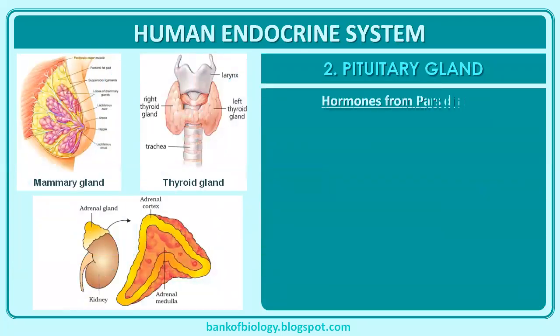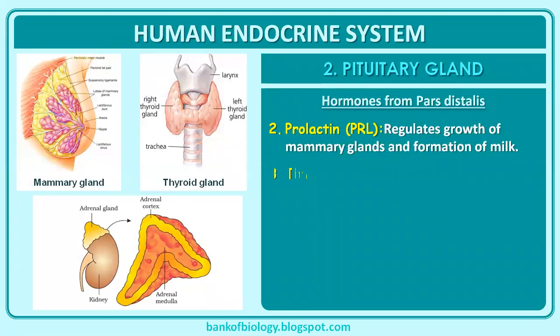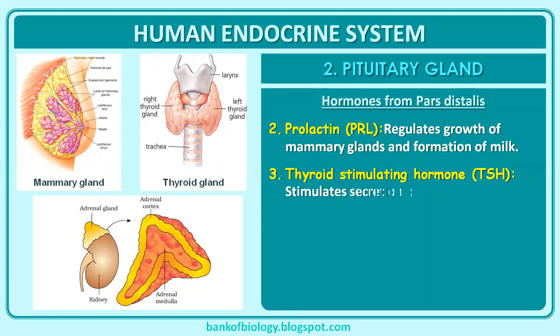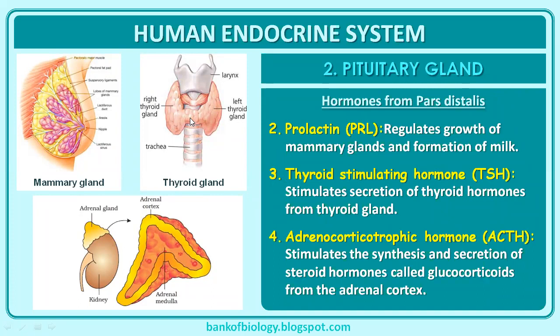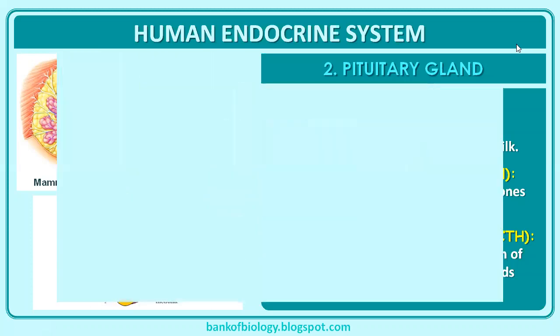Now the hormones of the pars distalis. Prolactin regulates the growth of mammary glands and the formation of milk. TSH, thyroid stimulating hormone, stimulates the thyroid gland for the secretion of thyroxine. ACTH, adrenocorticotropic hormone, stimulates the adrenal cortex, which secretes the hormones of the adrenal cortex. It's a huge area, like glucocorticoids, mineralocorticoids, and sex corticoids.